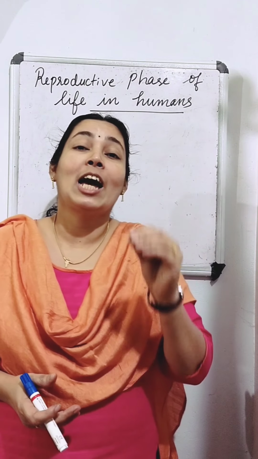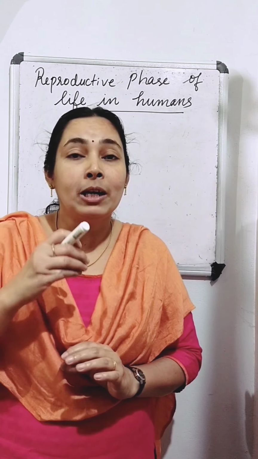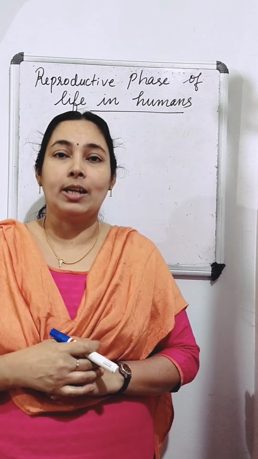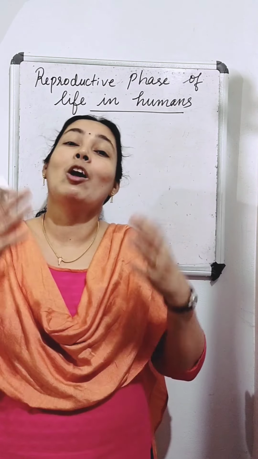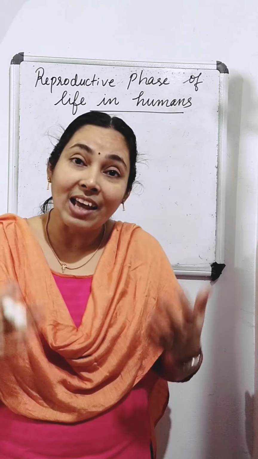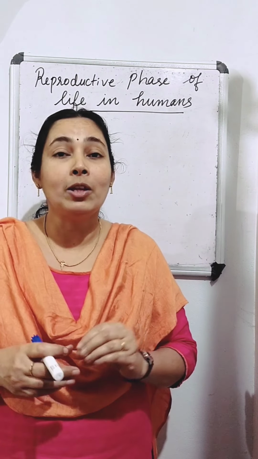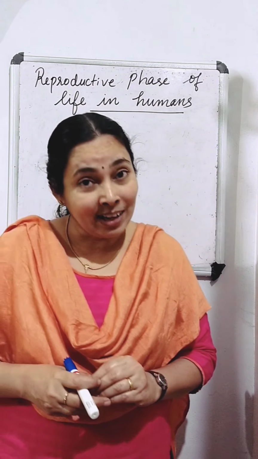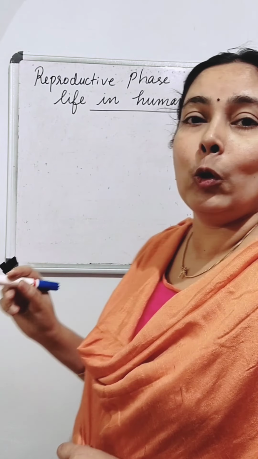So now we understand that puberty marks the beginning of the reproductive period when one becomes capable of reproduction. So the ability to reproduce begins at puberty. Now when does it end? Or can we reproduce throughout our life? Or is there an end to our ability to reproduce? So our next topic is the reproductive phase of life in humans.